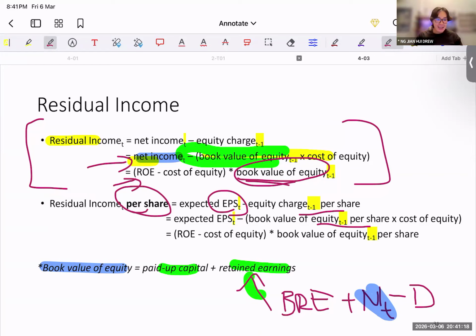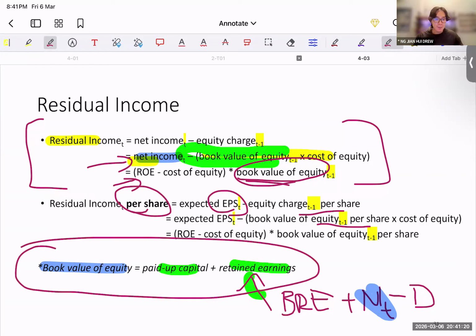And we'd like to highlight here again that the book value of equity is just your paid-in capital plus your retained earnings. And how you determine retained earnings is the clean surplus relationship, right? So this is the clean surplus relationship, which we discussed in lecture 2 as well. Any queries, any comments?